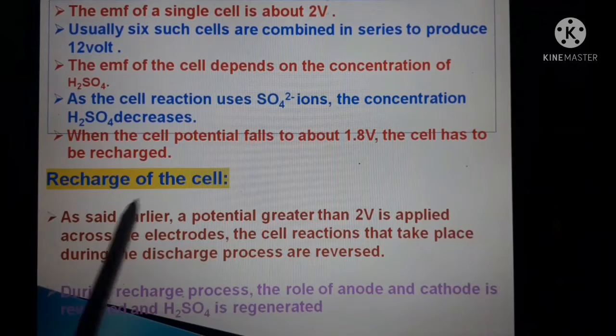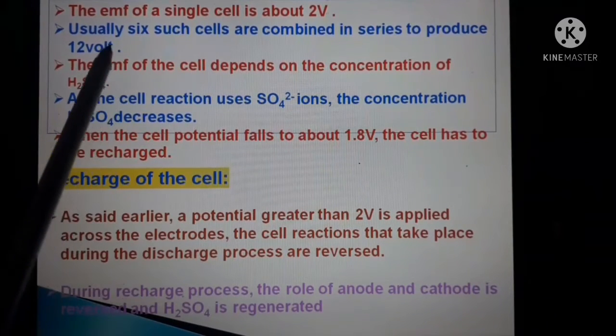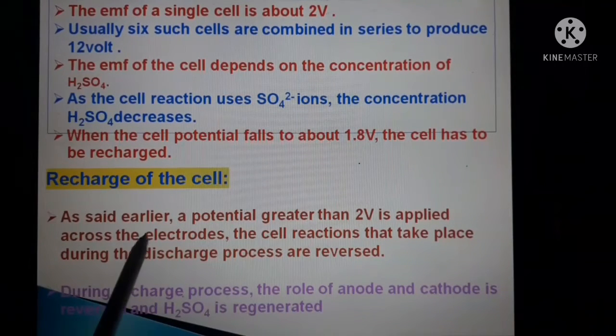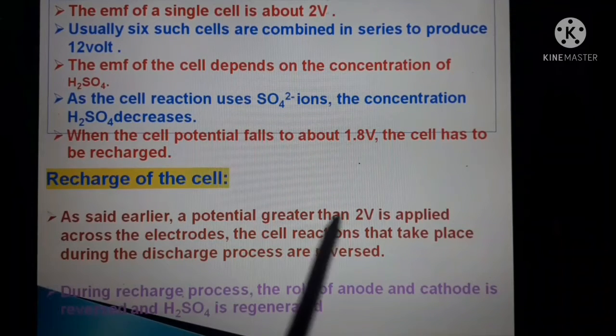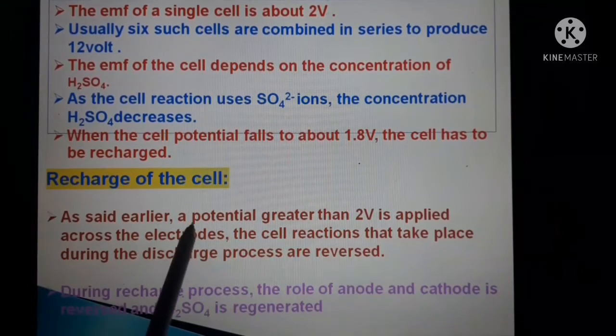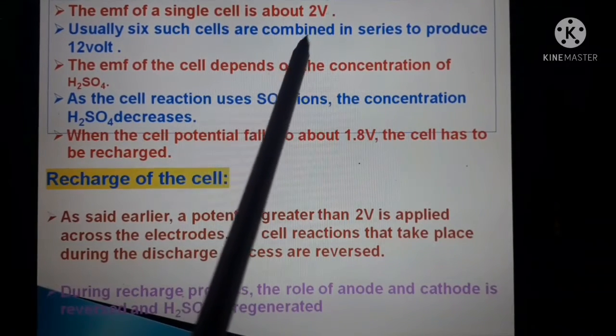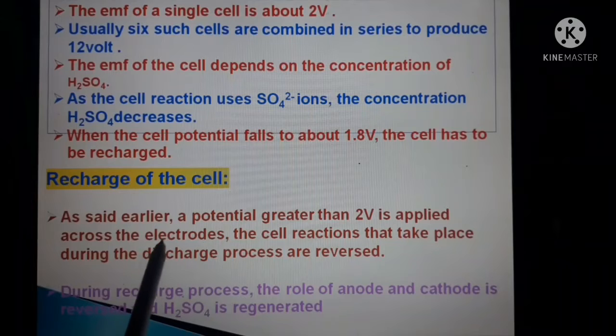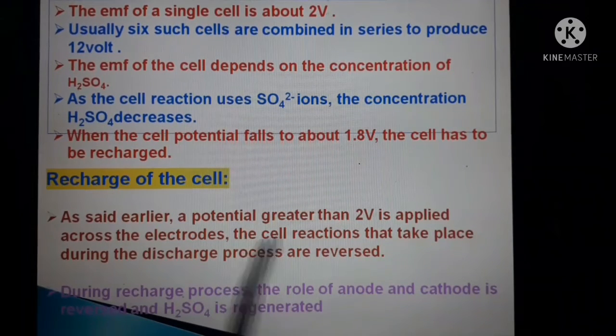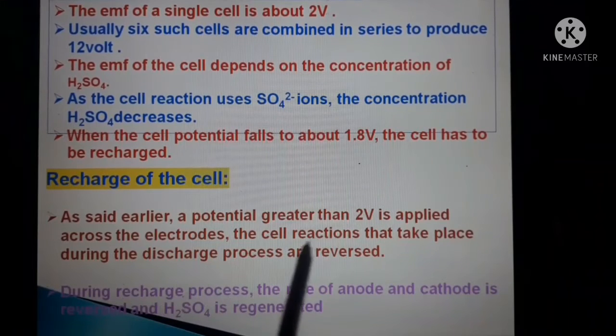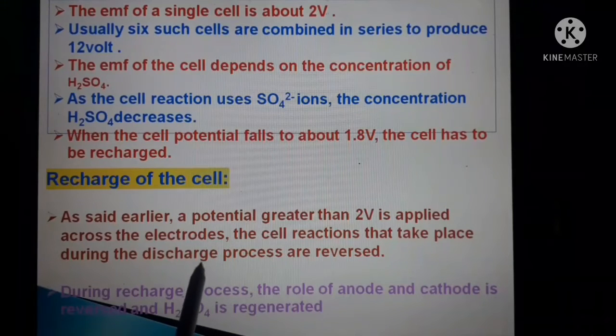Next, recharging the cell. This is charging, this is recharging. In recharging, a potential greater than 2 volt is applied across the electrodes. Normally the EMF of the single cell is 2 volt; greater than 2 volt is applied to the electrodes. The cell reaction that takes place during the discharge process is reversed.